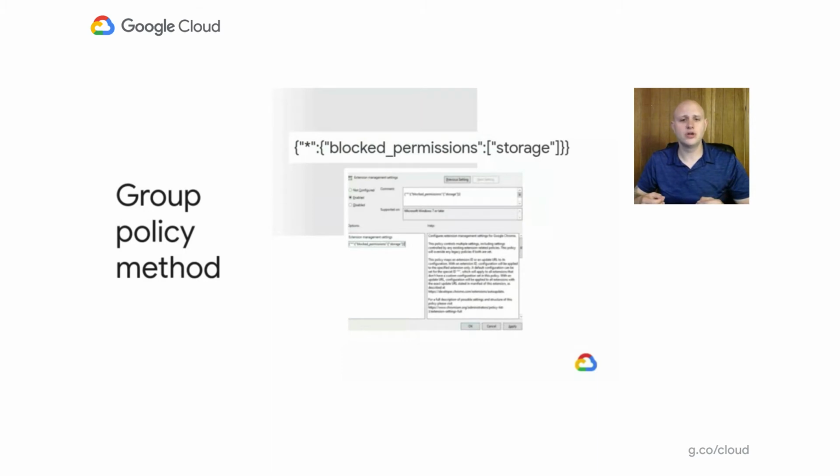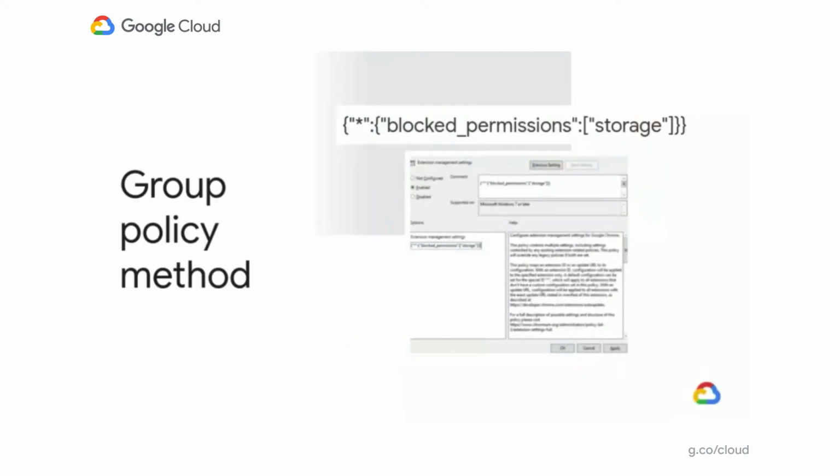If you can see here, at the very front of the JSON there's a star. This is a wildcard. You are able to use wildcards. So this would be a default permission. This is going to block any extension that has the permission storage.